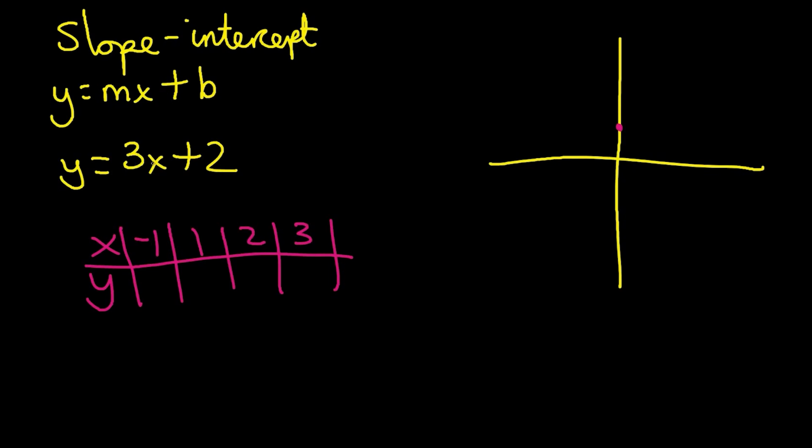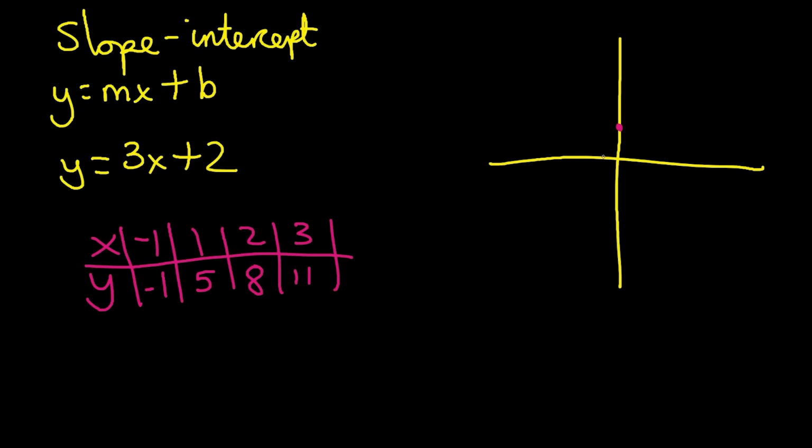When x is -1, 3 times -1 is -3 plus 2 is -1. Y is equal to -1. When x is 1, the y value is equal to 3 times 1 is 3 plus 2 is 5, and we keep doing these. 3 times 2 is 6 plus 2 is 8, 3 times 3 is 9 plus 2 is 11. So we can plot these values onto our graph and see where we are.